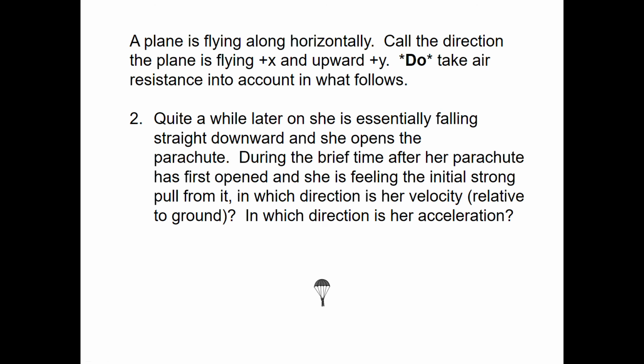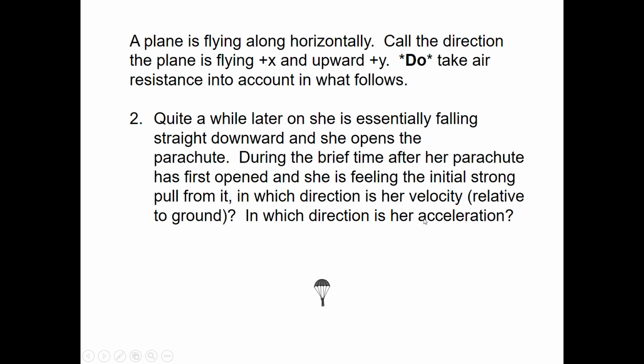When I've asked this in class, usually there is a student or two who will say her velocity is upward during it, after she's just pulled the chute and she's feeling that strong tug. She feels an upward tug on her shoulder. She's being pulled up by the chute, and therefore her velocity's got to be upward. But we know that's not true.